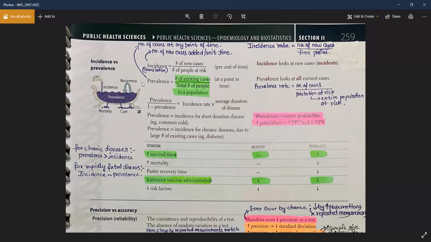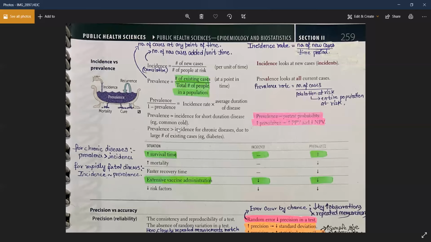But in the case of prevalence, you will take all the existing cases at that point in time, including the previous ones and the new ones, and you will divide them by all the individuals in the population, the total number of individuals, whether at risk or already having the cancer. Both are included. So this is the incidence and this is the prevalence.